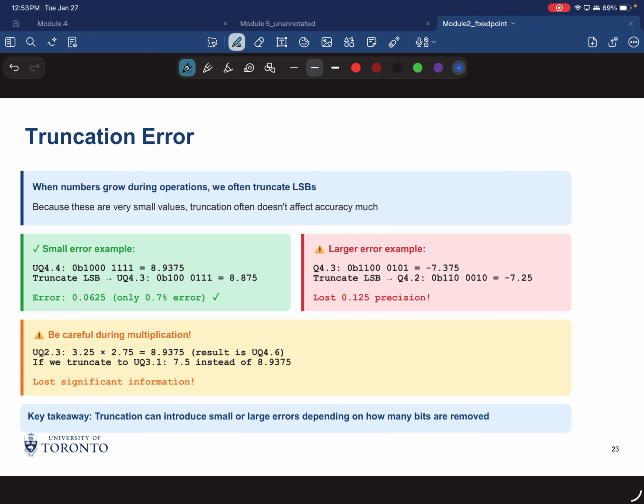But it really depends on how many bits you're losing, how many you're ignoring. For example, one of the ones here is in UQ4.6, and if you wanted to show it in 3.1, meaning that you're dropping 5 fractional bits and 1 integer bit, then you're getting 7.5, which is very far away from 8.9375, right? You earn space, but you lose in accuracy. You lose in introducing errors.